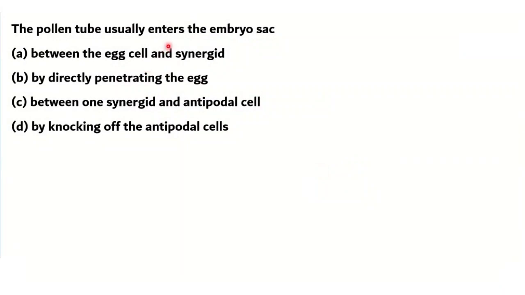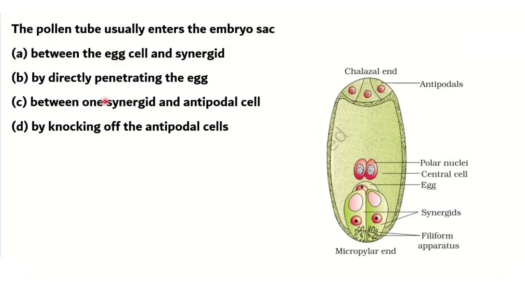So this is the first question. The pollen tube usually enters the embryo sac: A, between the egg cell and synergid. B, by directly penetrating the egg. C, between one synergid and antipodal cell. D, by knocking off the antipodal cells. So, which of these is the correct answer?